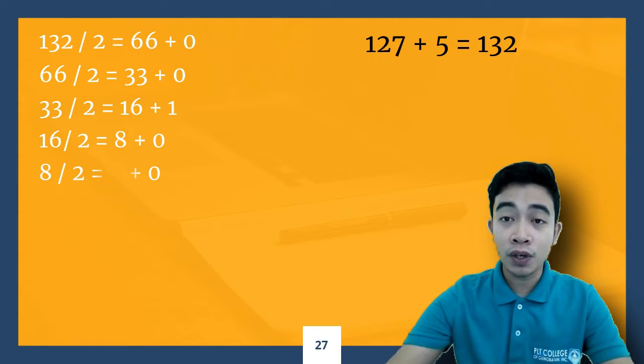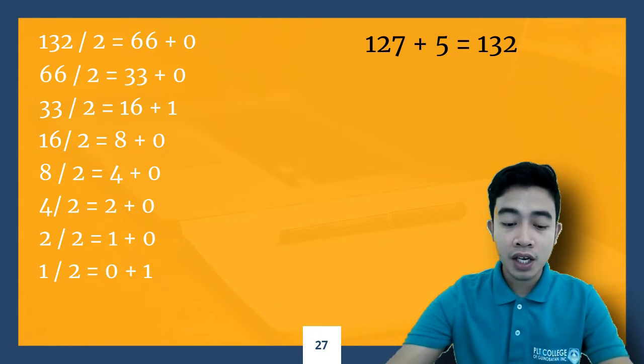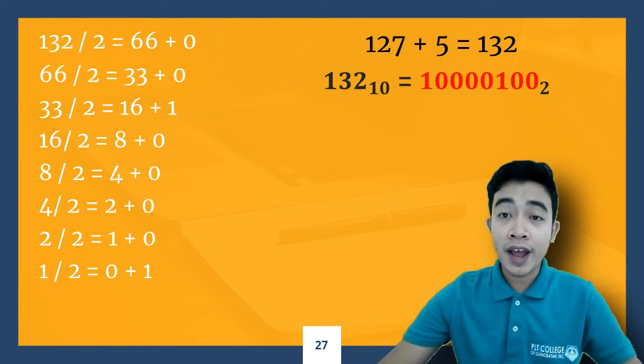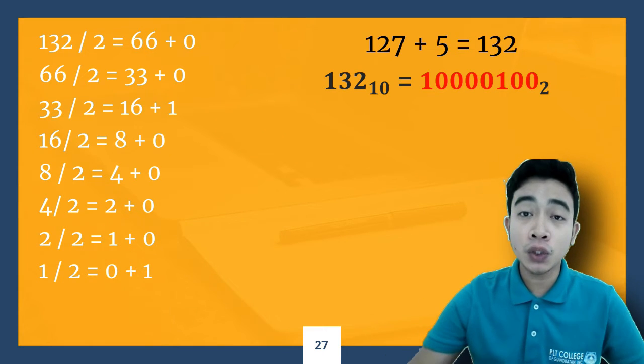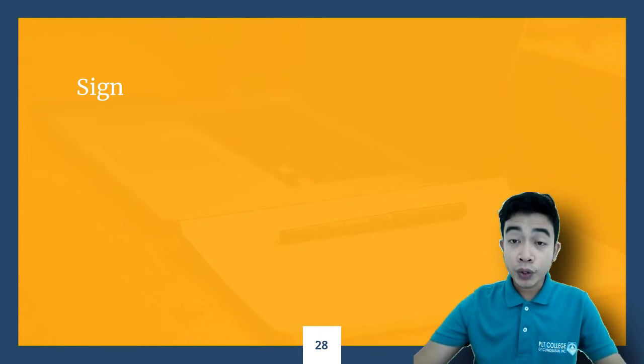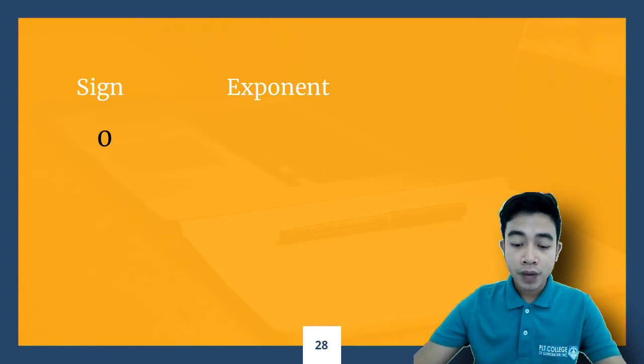Step 3. Convert the exponent to the biased exponent. 127 plus 5 equals 132. 132 is equal to 10000100. To find the biased exponent, we need to divide 132 by 2 until the quotient becomes 0. We are going to read the remainders upward. So 132 is equal to 10000100.